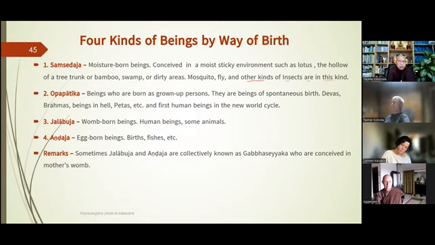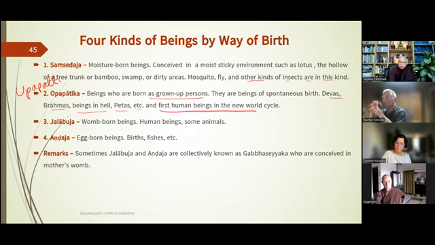And next is the Opapatika. Sometimes you may find the Pali word Upapatti; Upapatika beings, the same. Beings who are born as grown-up persons. They are beings of spontaneous birth: devas, brahmas, beings in hell, petas, etc. And this is special: the first human beings in the new world cycle.